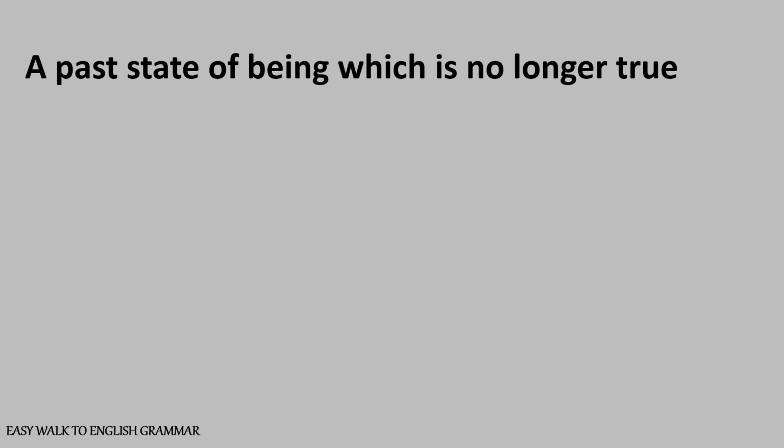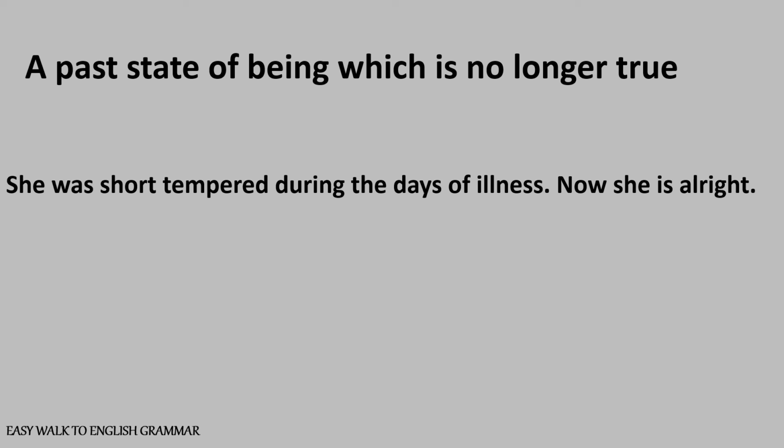This aspect will be clearer if we go for an example. She was short-tempered during the days of illness. Now she is all right. She was short-tempered. She got angry easily when she was ill. Now she is cured of her illness, so she is normal. She won't get angry easily. So, the short-tempered nature was a state of being in the past, existed in the past, not now.